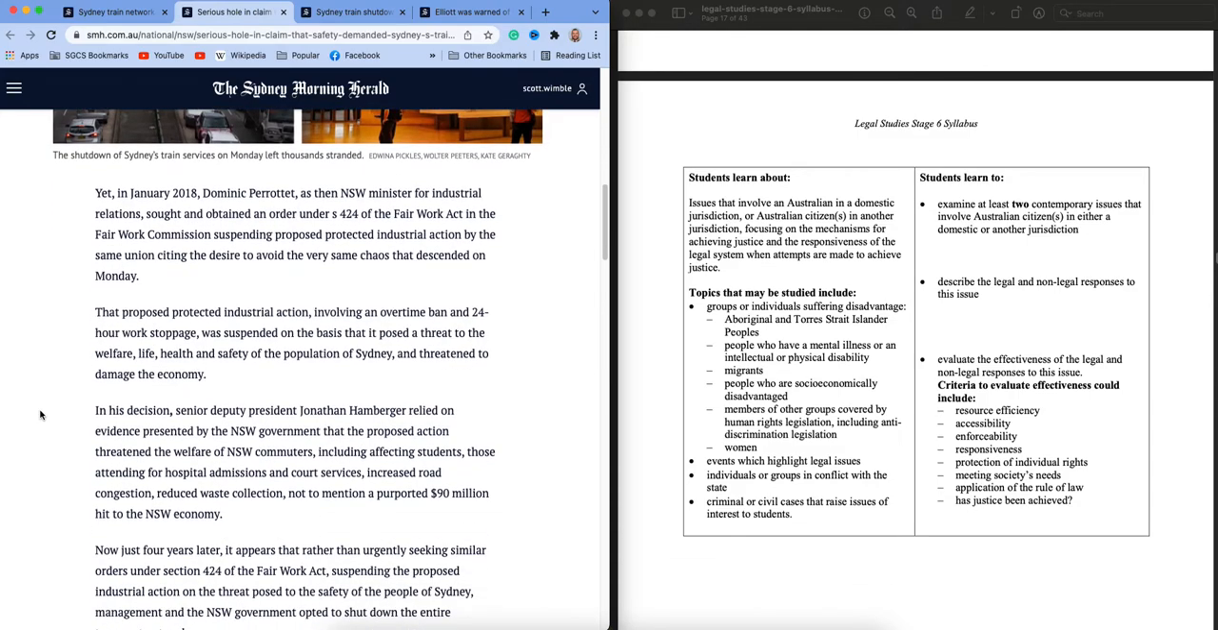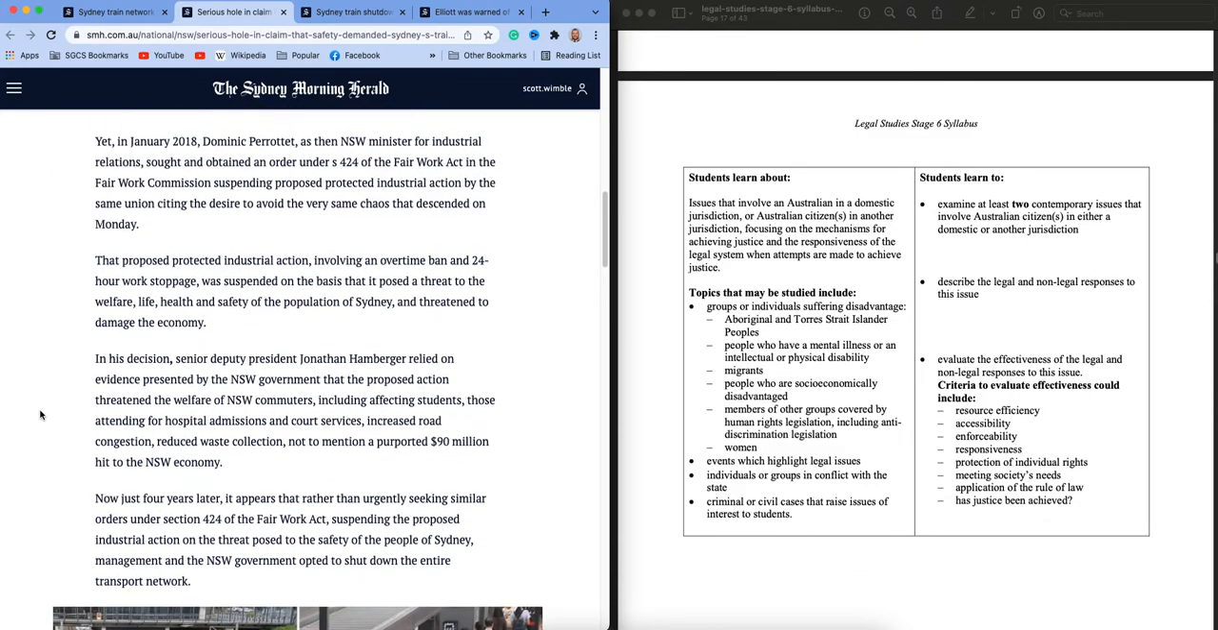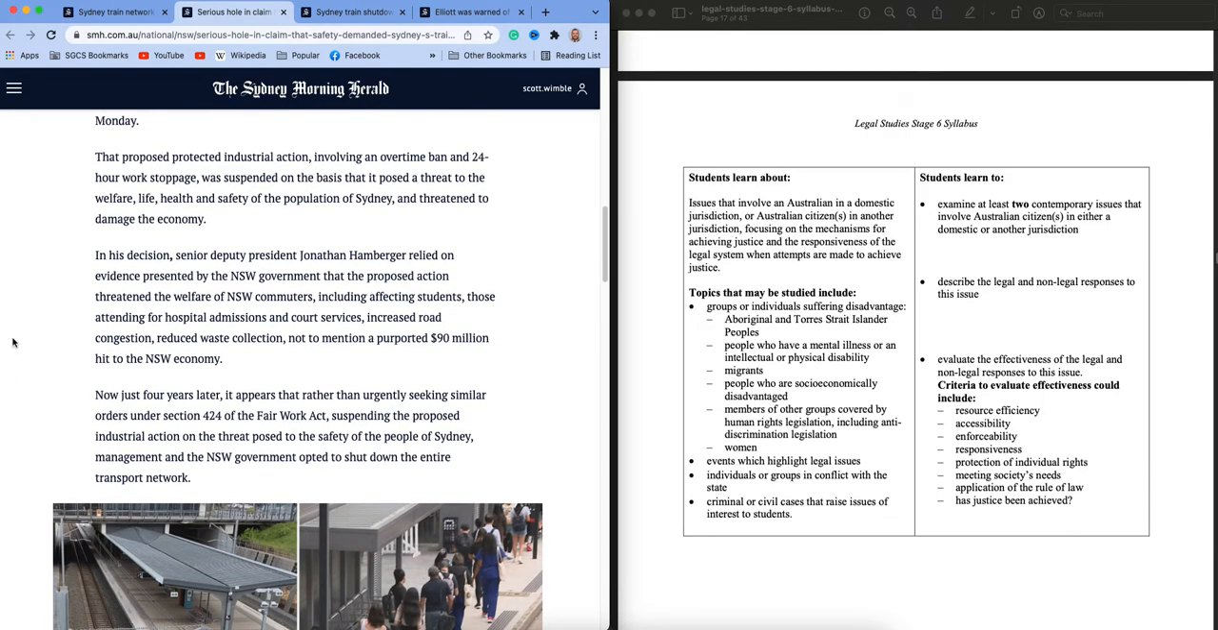Yet, in January 2018, Dominic Perrottet, as then New South Wales Minister for Industrial Relations, sought and obtained an order under Section 424 of the Fair Work Act in the Fair Work Commission, suspending proposed protected industrial action by the same union, citing the desire to avoid the very same chaos that descended on Monday. That proposed protected industrial action involving an overtime ban and 24-hour work stoppage was suspended on the basis that it posed a threat to the welfare, life, health and safety of the population of Sydney and threatened to damage the economy.